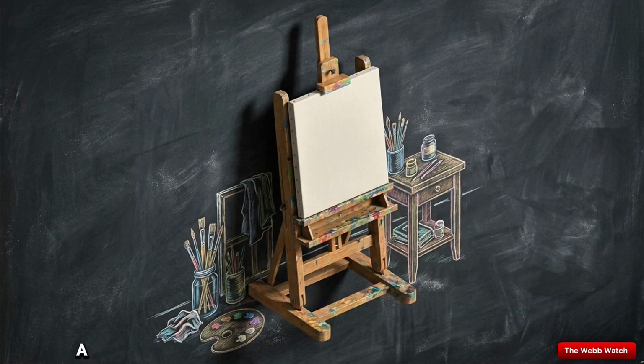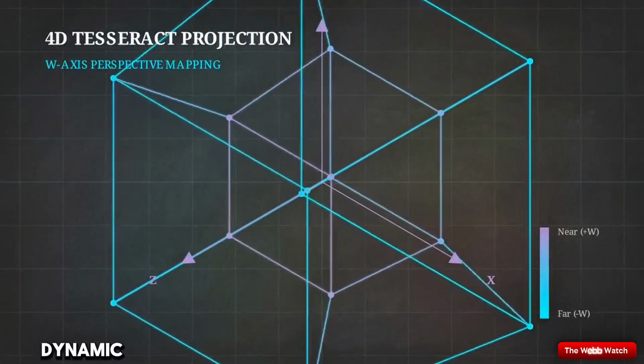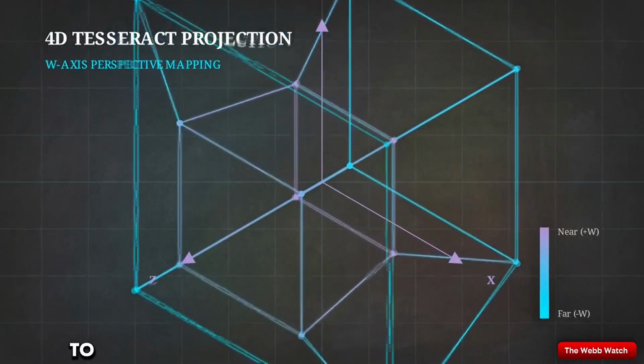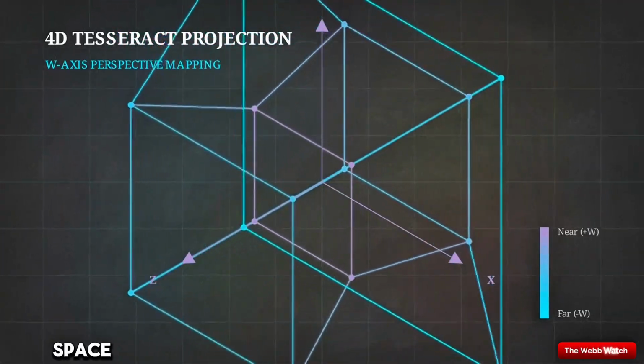If painters used a static 2D canvas to communicate a four-dimensional concept over a century ago, we can use the dynamic 2D screens in front of us right now to mathematically visualize 4D space.